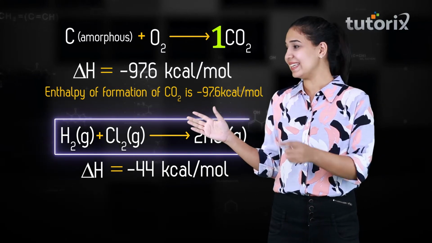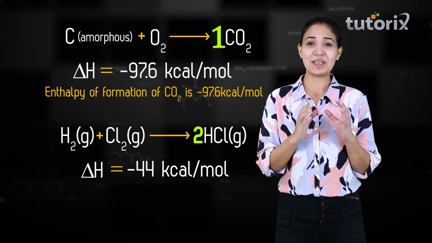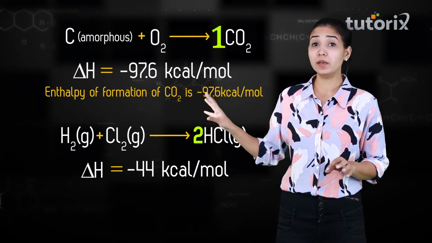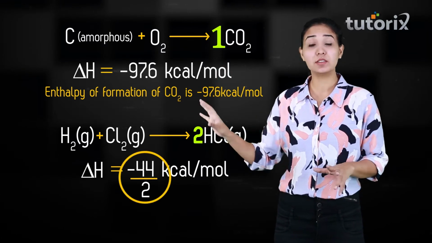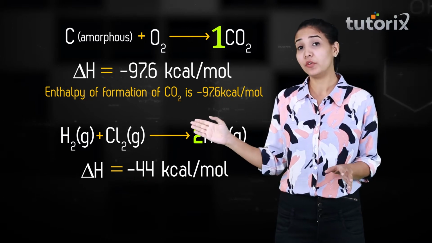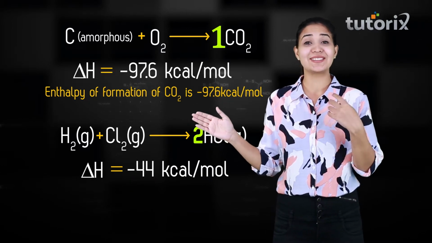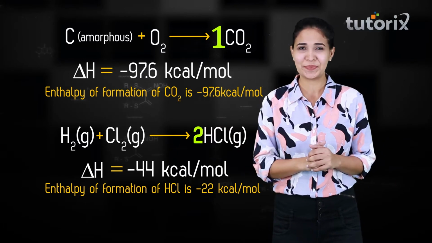But in the next case, it is 2 moles of HCl. So it simply means if I have to talk about 1 mole, we need to divide it by 2, correct? Because this is the value provided for 2 moles of hydrochloric acid. Therefore, the delta H value, that is the heat of formation, becomes minus 22 kilocalorie, correct?